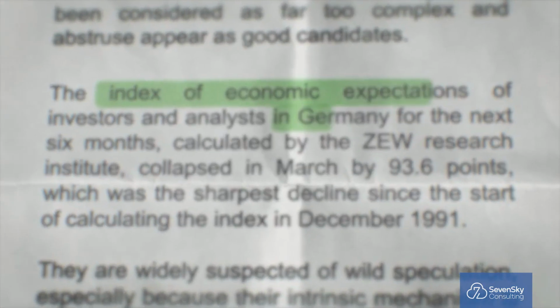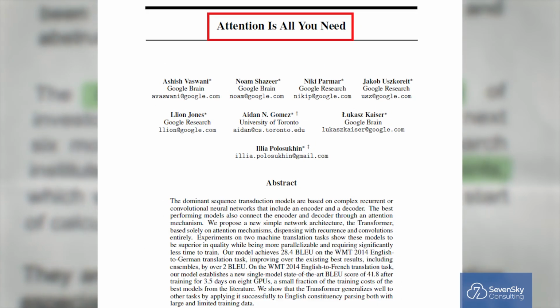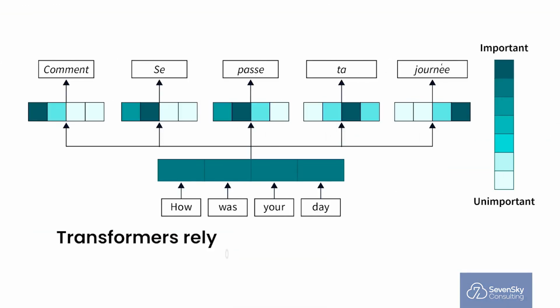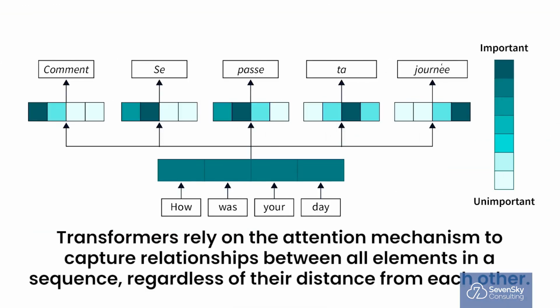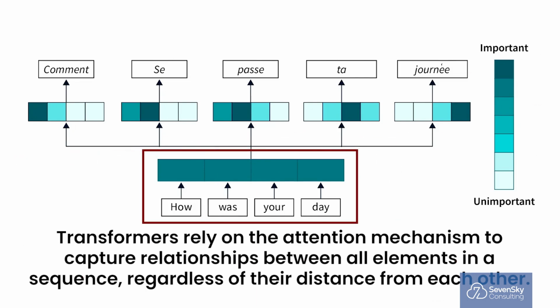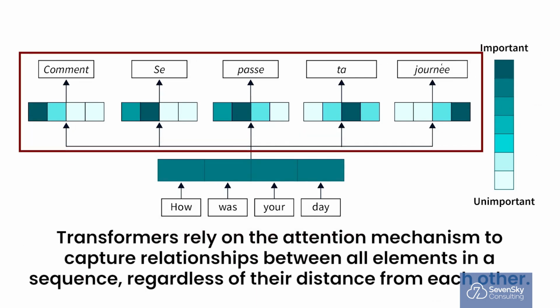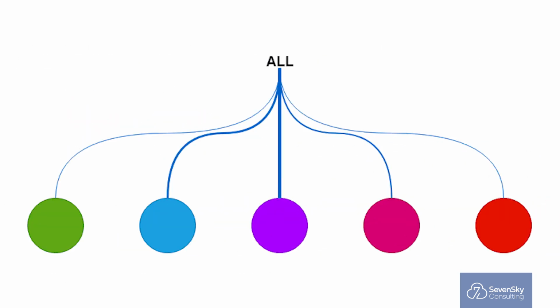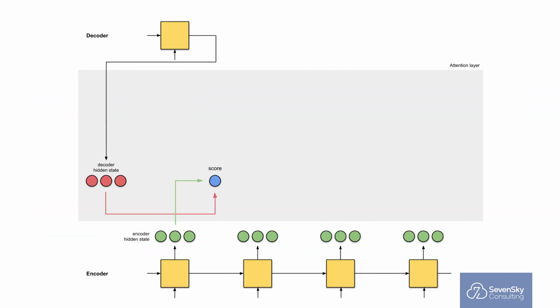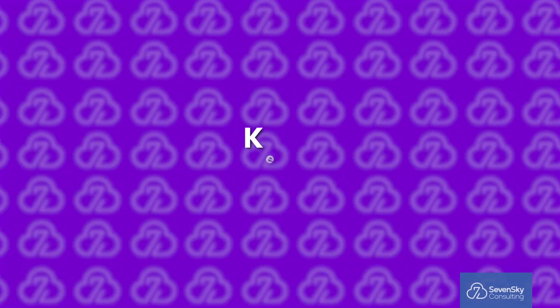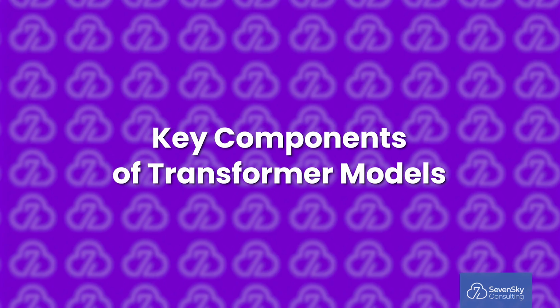Transformers are introduced in an article named "Attention Is All You Need." Transformers rely on the attention mechanism to capture relationships between all elements in a sequence, regardless of their distance from each other. The mechanism of transformers is complicated, and in this video, we review it in general to learn how transformers work.